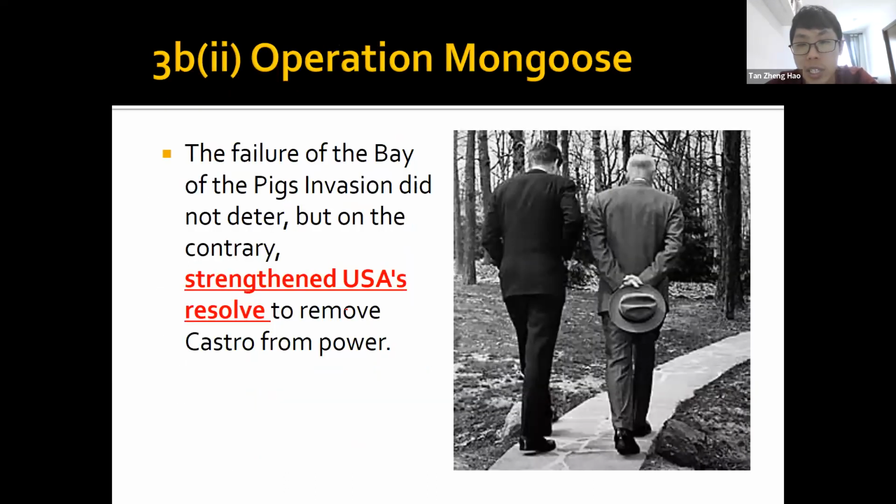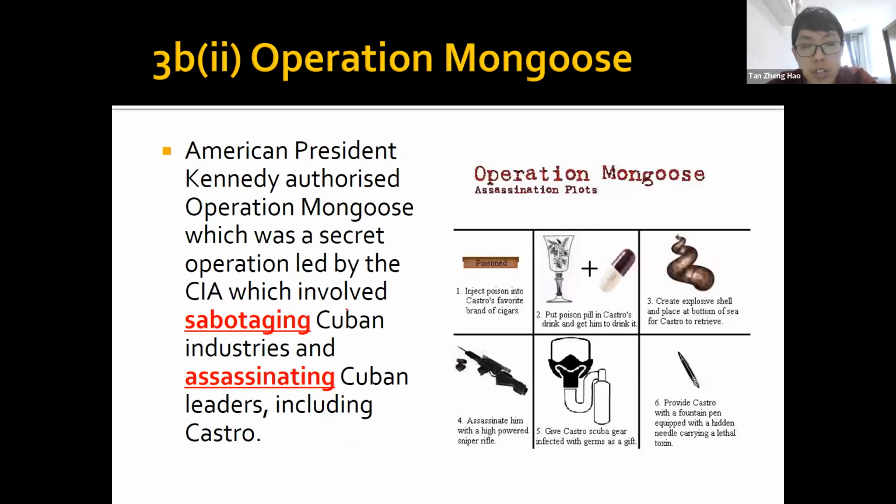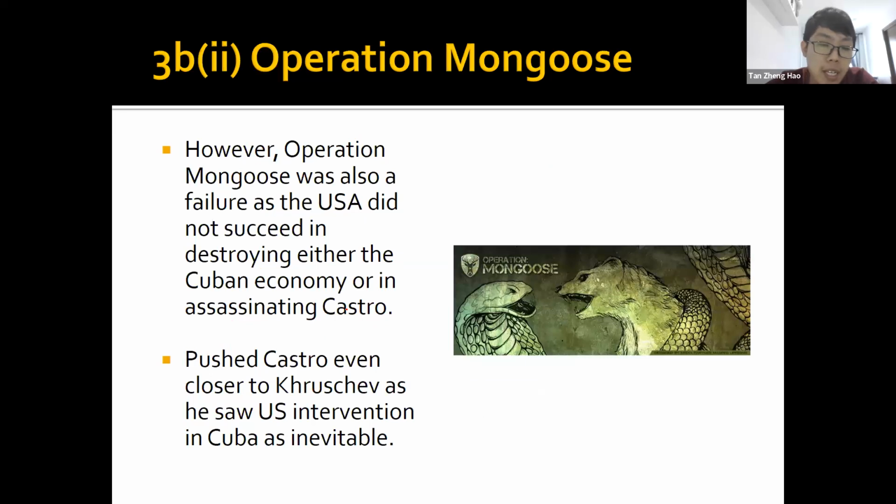They created another operation called Operation Mongoose. They wanted to try again to get rid of Castro. This time they were going to send CIA assassins to try and assassinate Castro, maybe using poison and guns and so on. But this time Mongoose was also a failure. They did not succeed in assassinating Castro, and this had the effect of pushing Castro even closer to Khrushchev, to the USSR, because now it created a lot of tension.